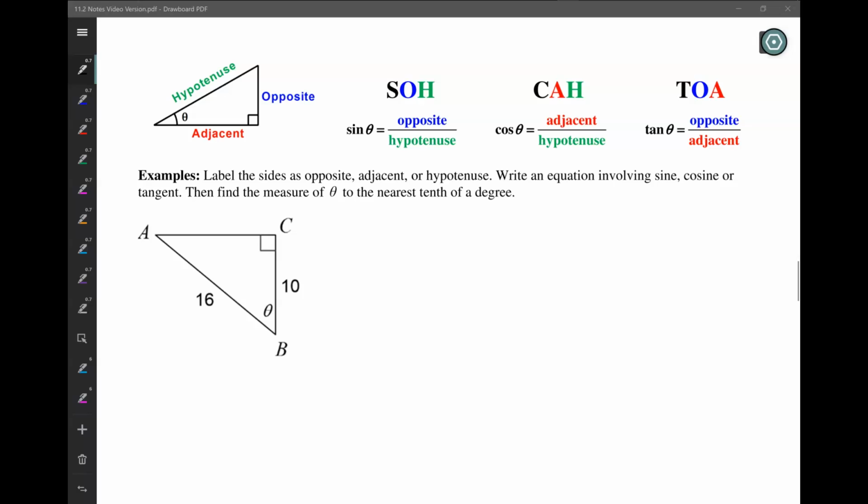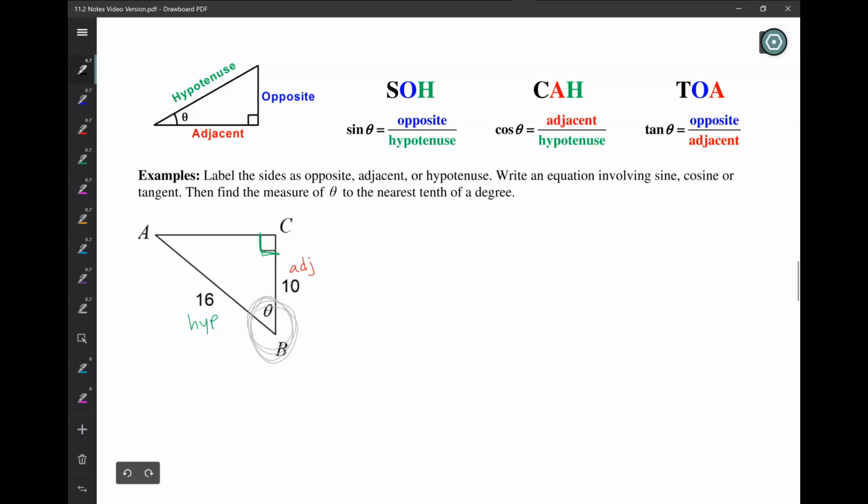This example asks me to label the sides as opposite, adjacent, or hypotenuse, to write an equation involving sine, cosine, or tangent, and then to find the measure of theta. So I am focusing in on this angle down here, and I'm going to label which sides I have. I always start by looking to see if I've got the hypotenuse. So across from the right angle is 16, that's the hypotenuse. And 10 is right next to my angle, so that's adjacent.